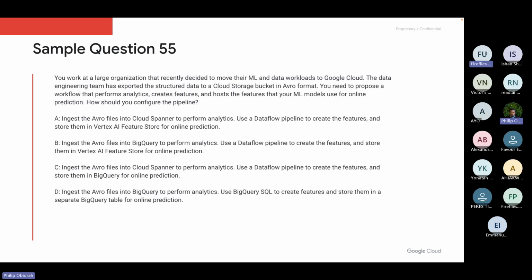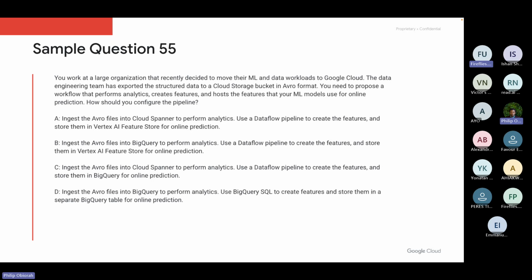Right. So now, let's look at this question. Any suggestion to what the answer could be? How would you configure this pipeline? So remember, you're modernizing the data stack. You have structured data sitting in cloud storage. The data is structured already and it's sitting in Avro format. There are two goals here. You want to perform analytics on the data, and then you want to serve features for online prediction. Two things.